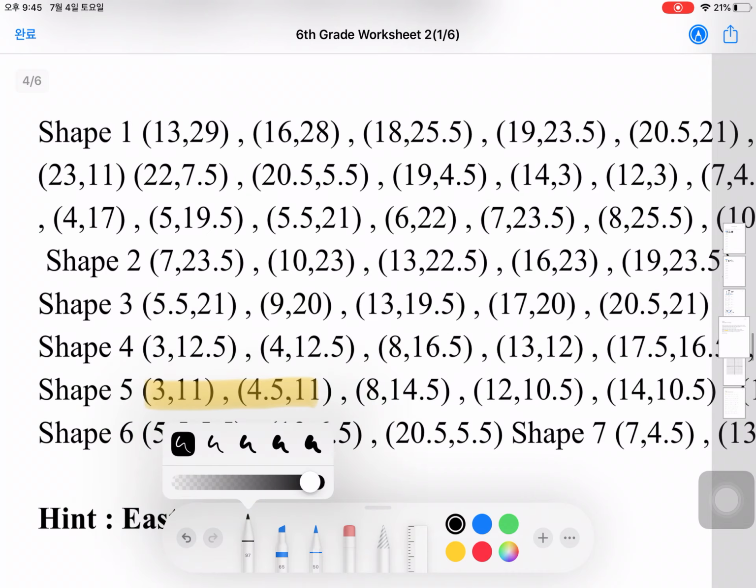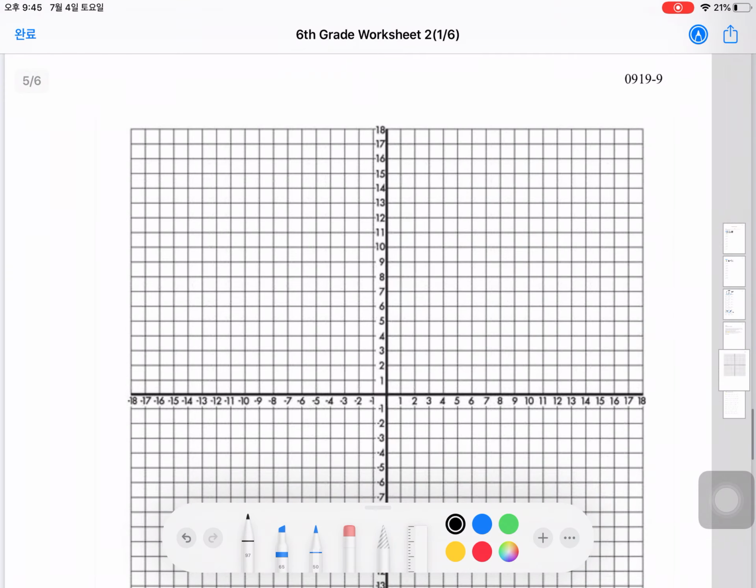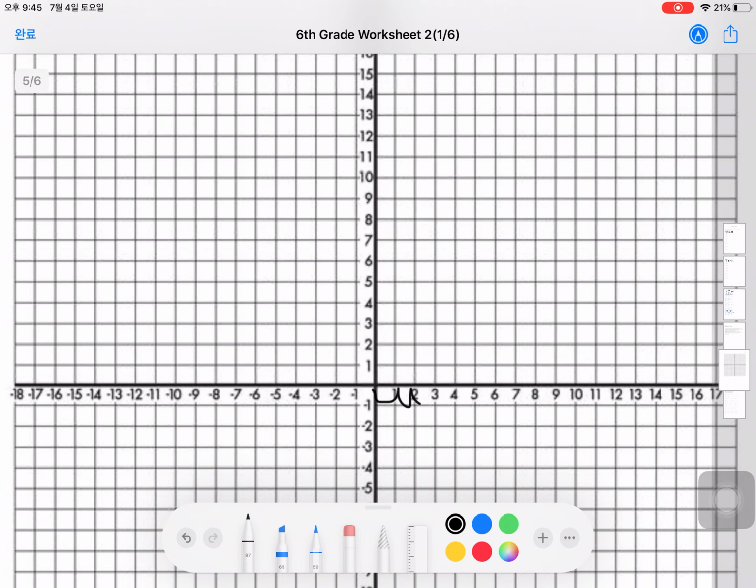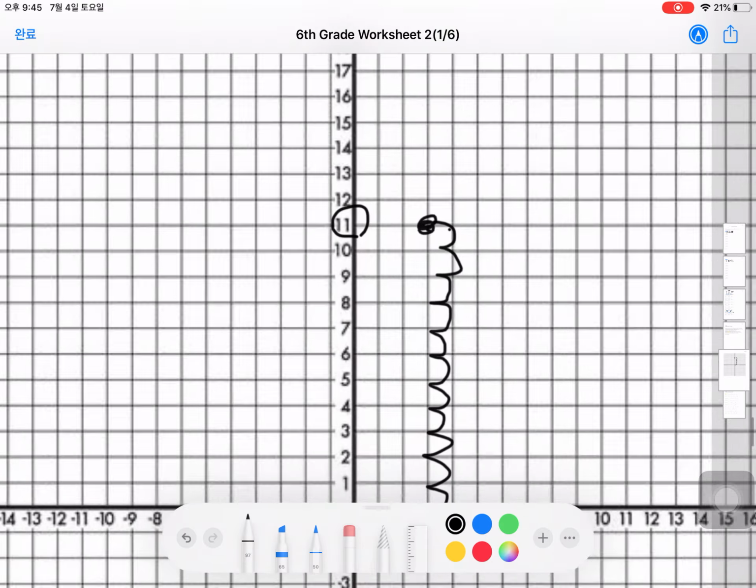So the first one is 3, 11. So if we look on here, 1, 2, 3, 1, 2, 3, 4, 5, 6, 7, 8, 9, 10, 11. 11 right here. So this would be your first point.